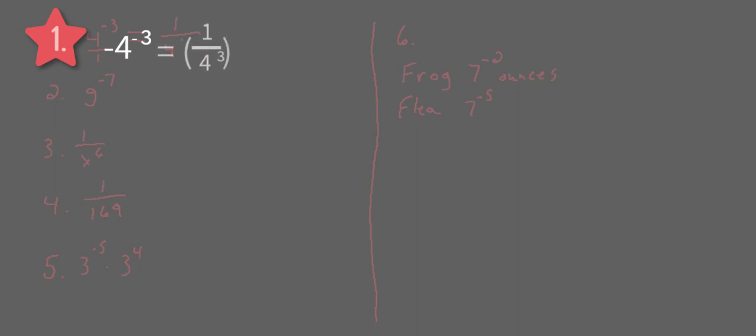So 1 over 4 cubed. And we could further simplify that to 1 over 64. So 4 to the negative 3 is the same as 1/64.